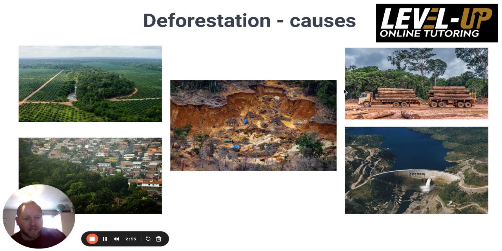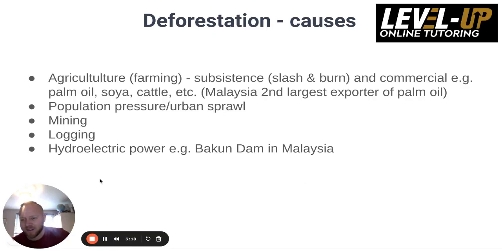Logging, obviously. Malaysia again was the largest exporter of tropical wood in the 1980s. And then hydroelectric power, so building a dam like the Bakun Dam in Malaysia. I keep using Malaysia, it's the case study we use at my school, so I just know it really well. It caused a massive flood behind it, but basically that allows the water to pass through and give the country hydroelectric power. And again, how can we categorize these? Some of these are economic causes, some of these are social.